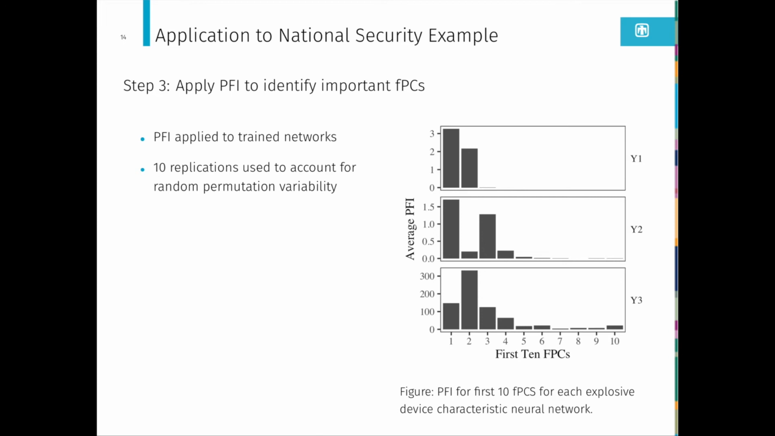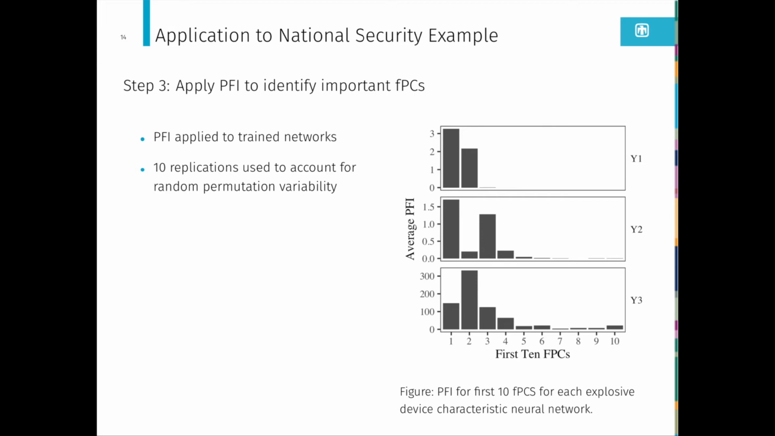Once the models were trained, PFI was applied to identify the important fPCs. 10 replications were used for each feature within a model. There was negligible variability between replications, so the average PFI is reported here. The figure shows the results from PFI for the 3 characteristics and the first 10 fPCs. The remaining fPCs were excluded because the average PFI values were all approximately 0.